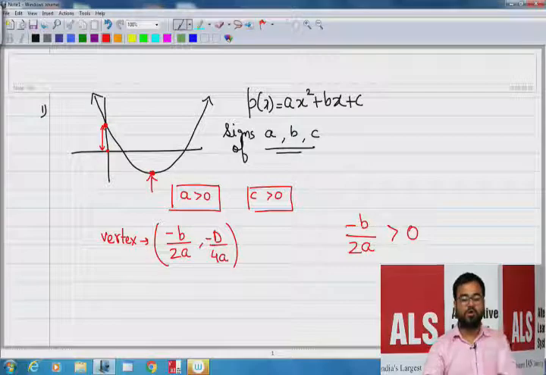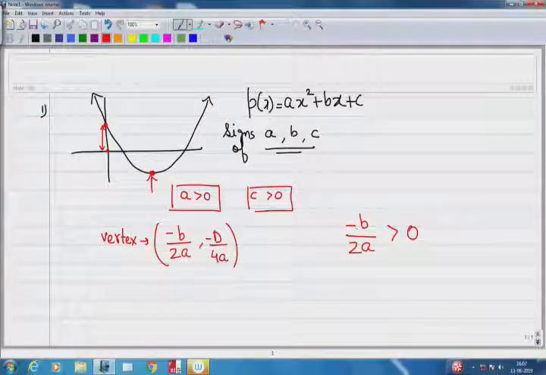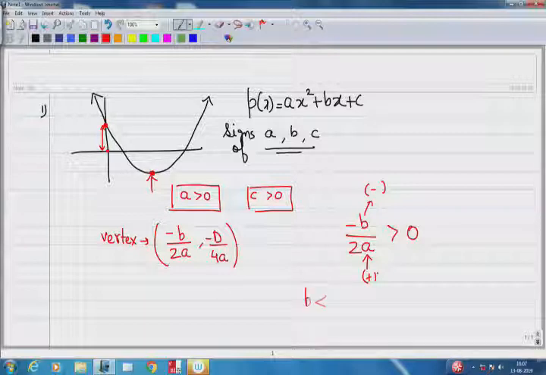Now, how can we figure out the sign of b? Since minus b by 2a has to be positive, you can figure it out from the value of a. Here a is positive, so a is already positive. Now to make the complete expression positive, b has to be negative, then only negative into negative will become positive. Therefore, b has to be negative in order to satisfy the condition.